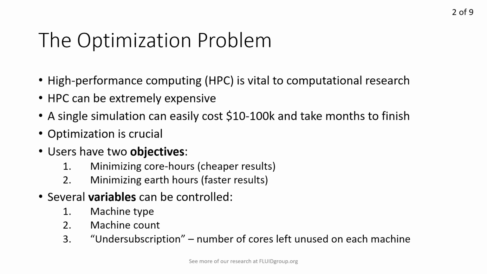Finally, undersubscription is something that's not commonly discussed, but it's the number of cores left unused on each machine. You might be thinking, if I paid for 120 cores per machine, it would be wasting money not to use them all. But we'll talk about later just how important it is to leave a few free and to dial that in to maximize your efficiency.